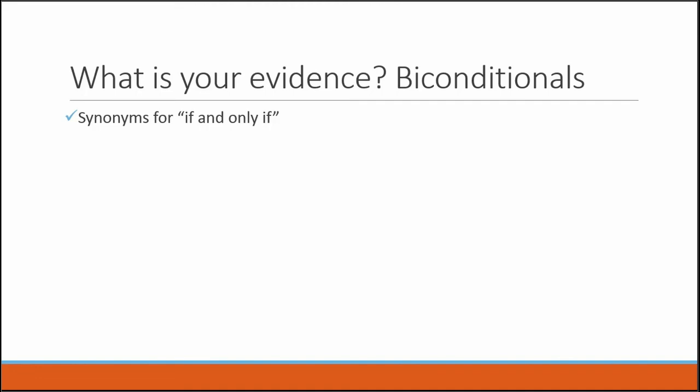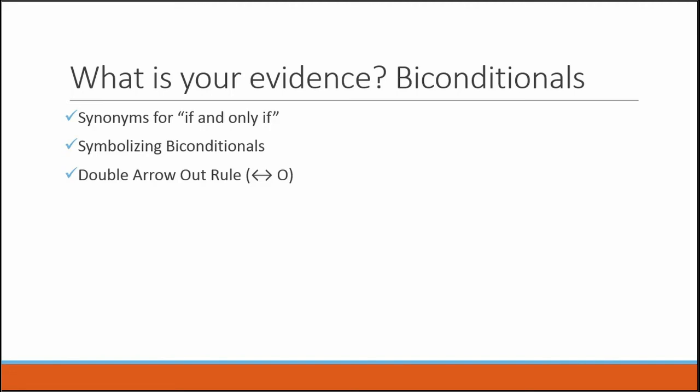Make sure that you can identify synonyms for if and only if, symbolize biconditional statements using the double arrow symbol. Make sure you understand the double arrow out rule. From any biconditional, you may infer either of the corresponding conditionals. Make sure you can use the double arrow in rule from two conditionals where the antecedent of the first matches the consequent of the second, and the antecedent of the second matches the consequent of the first. You might infer either biconditional.